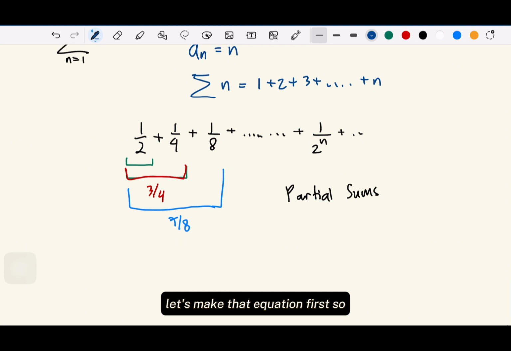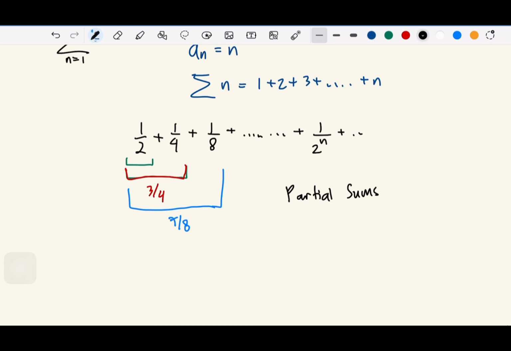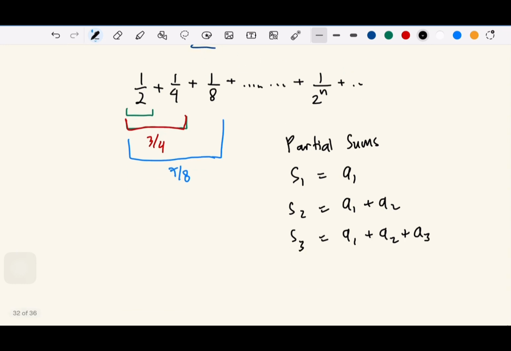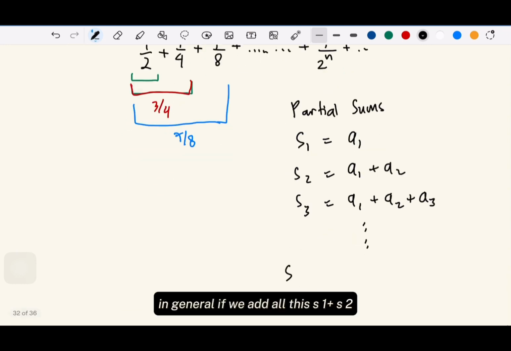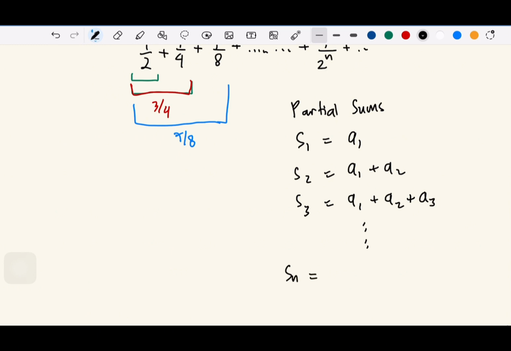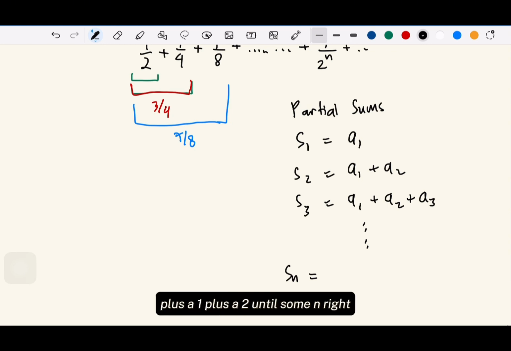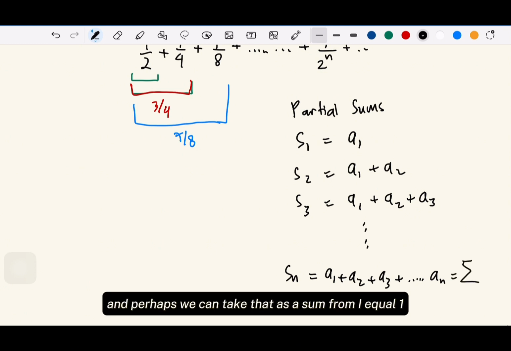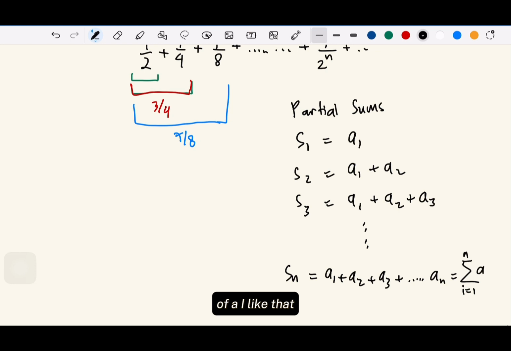But let's make that equation first. S1 is A1, S2 is A1 plus A2, and then S3 is A1 plus A2 plus A3, and so on and so forth. In general, if we take n, it means that we are going to add A1 plus A2 until some n, right? So we are going to have A1 plus A2 plus A3 until n, and perhaps we can take that as the sum from i equals 1 of A_i.